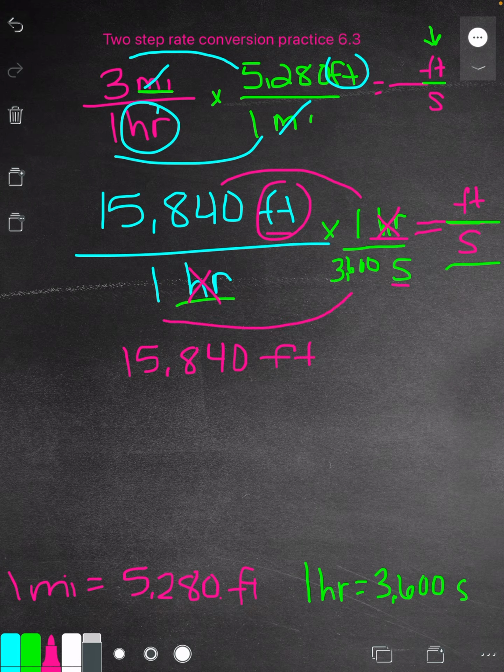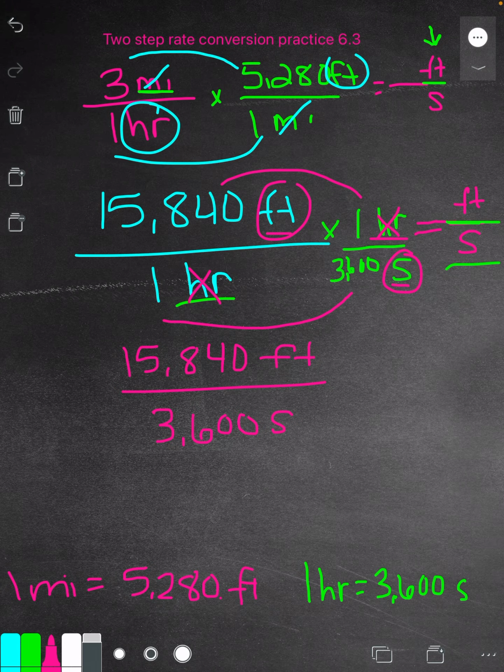Multiply our denominators. 1 times 3,600. 3,600 times 1 is pretty easy as well. 3,600 would stay the same. Seconds is the only measurement I have here. So now I have a fraction here, and it is improper. I know it's improper because the numerator is more than the denominator.